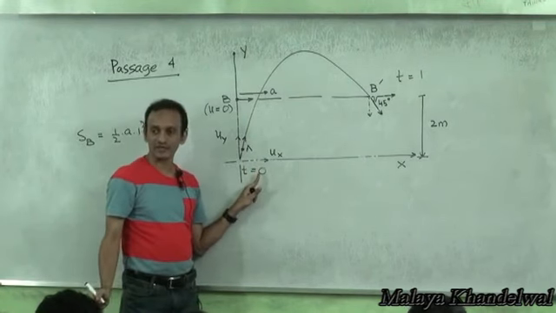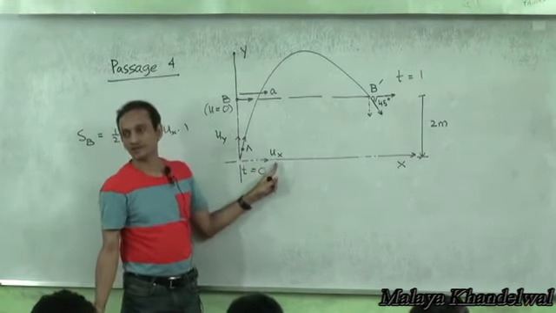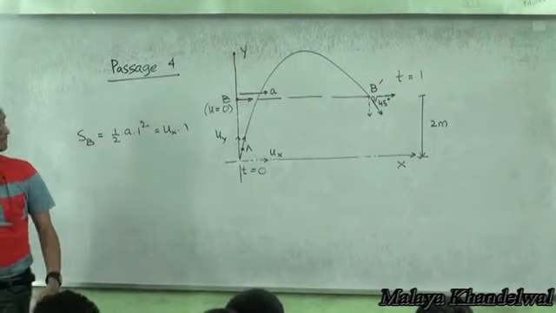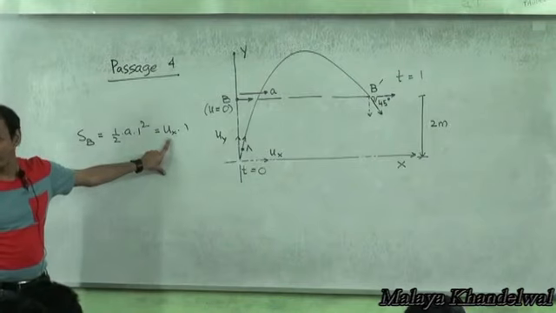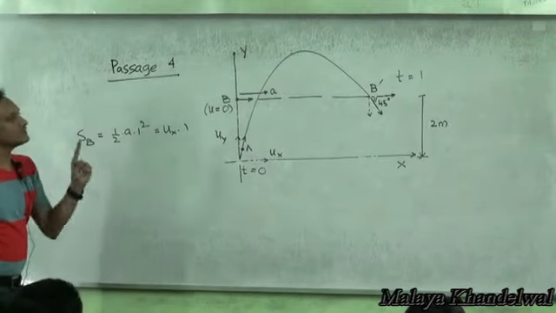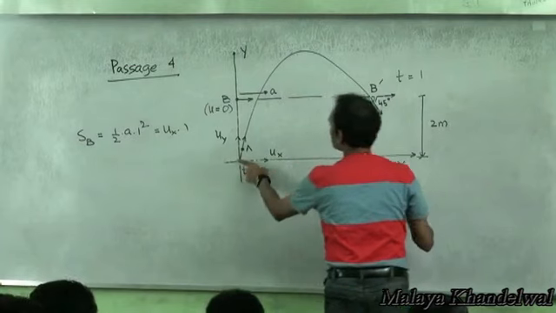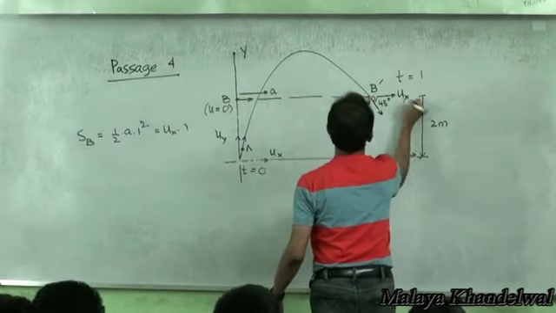Horizontally, A is unaccelerated. It moves with a constant velocity ux horizontally, right? Which means I need to know the value of ux. Now, one thing: ux at A is the same as ux at this point.